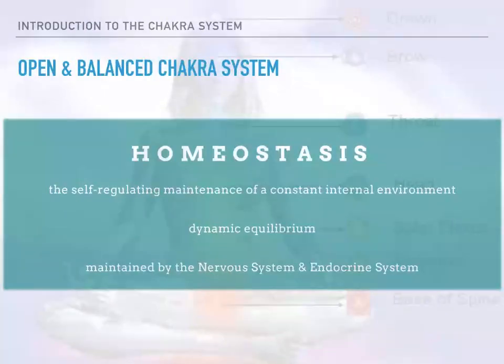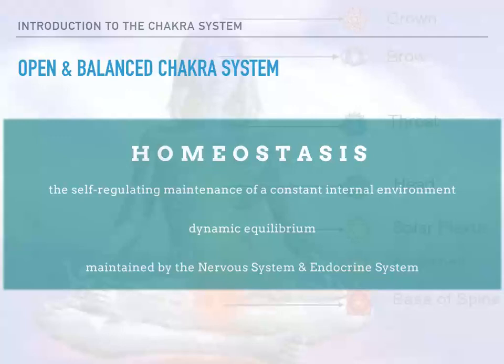So we are aiming to have our chakras open and balanced. When they are open and balanced, that is basically when we are in homeostasis. It means that our nervous system, our endocrine system, together with the prana, are in a state of balance. Our physical body, our emotional body, our spiritual body is working in a harmonious way.